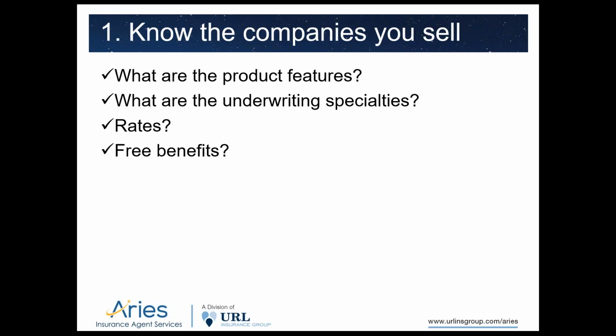So breaking it down, know the companies you sell. What are the product features? What are their underwriting specialties? Some of the companies have some underwriting niches, like they don't ask height and weight questions, or they don't care about an insulin diabetic or a type 2 diabetic. What are the rates? What added benefits does the company that you're looking to sell, do they have? What do they offer? So know the companies that you sell.